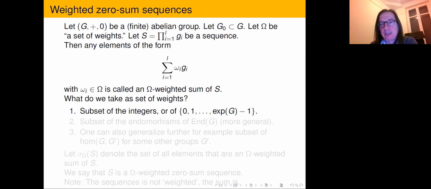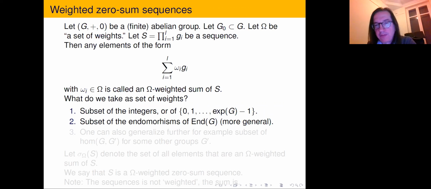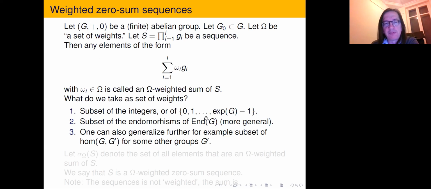So multiplication by an integer induces an endomorphism on the group. So we just could also take whatever endomorphism. So instead of considering the weight 3, we say, well, 3, this is the multiplication endomorphism by 3. And then instead of just considering those endomorphisms, why not consider whatever endomorphism on the group? And then omega_i g_i is the image of g_i under this endomorphism. One can even go a step further and consider not endomorphisms of the group, but homomorphisms to another group, but we won't use this here.